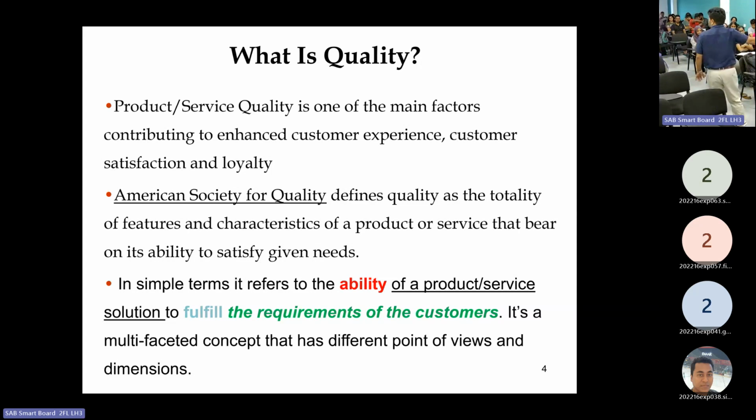Satisfy the requirements, right? Ability of a product to fulfill the requirements. In simple terms, quality refers to the ability of a product to fulfill the requirements of the customer. Well, quality is a multifaceted concept that has many different viewpoints and dimensions. Clear?